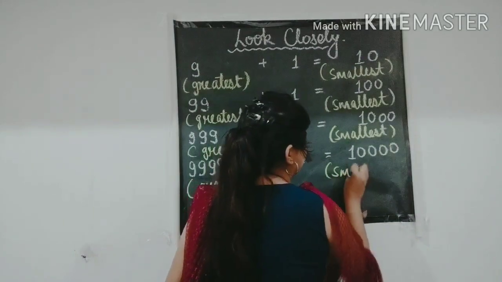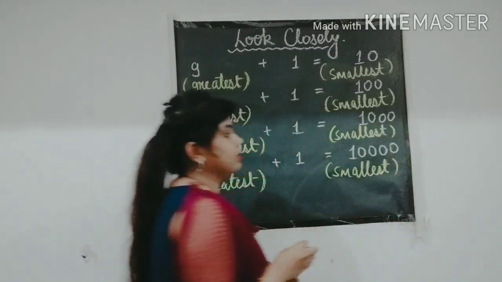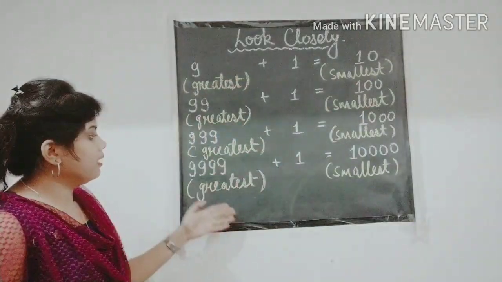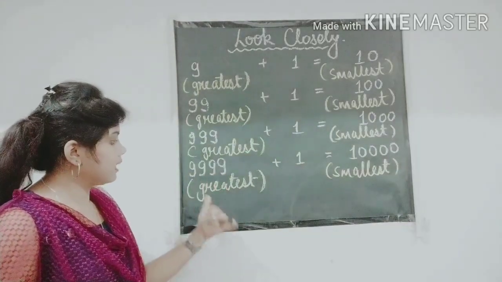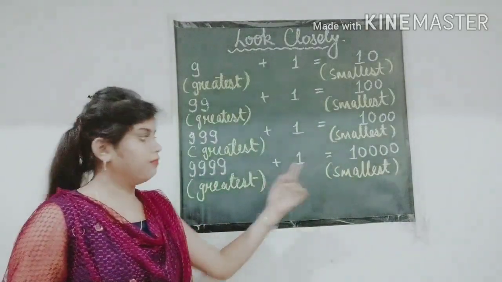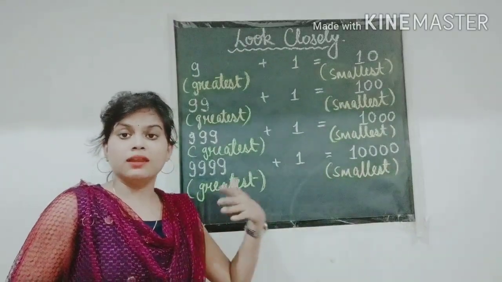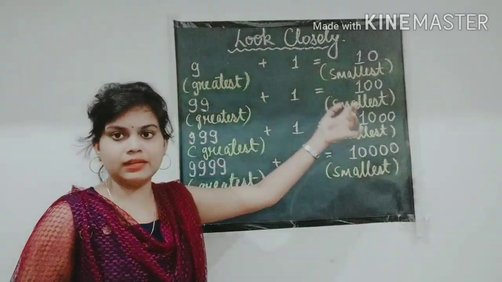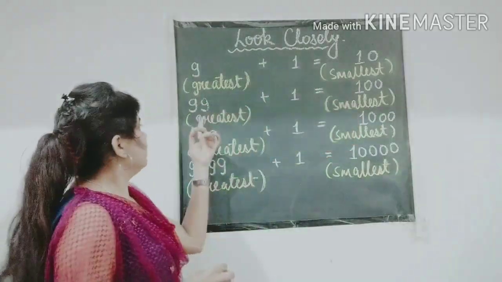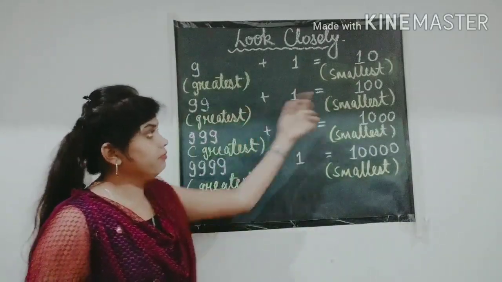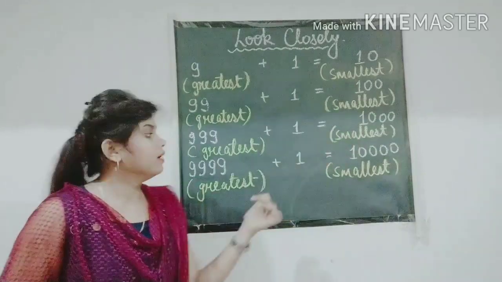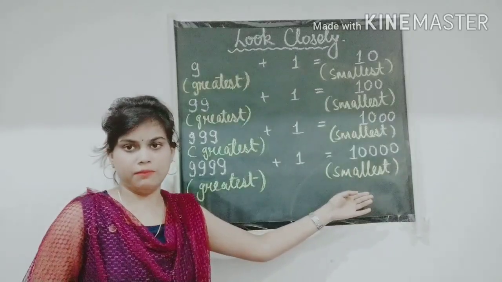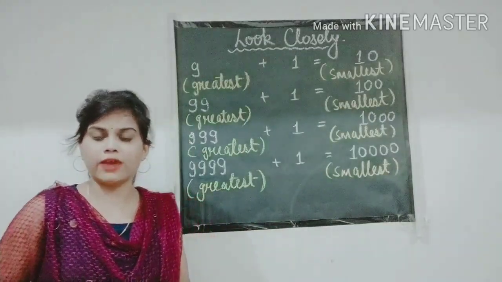Okay, now we have entered the 5-digit series. What is happening in all these patterns? When we take the greatest number and add 1 to it, we get the smallest number of the next series. When we add 9 plus 1, we get 10, the smallest 2-digit number. When we take 99 plus 1, we get the smallest 3-digit number, right? This way we get the next series, the 5-digit numbers, and we have got the smallest 5-digit number.